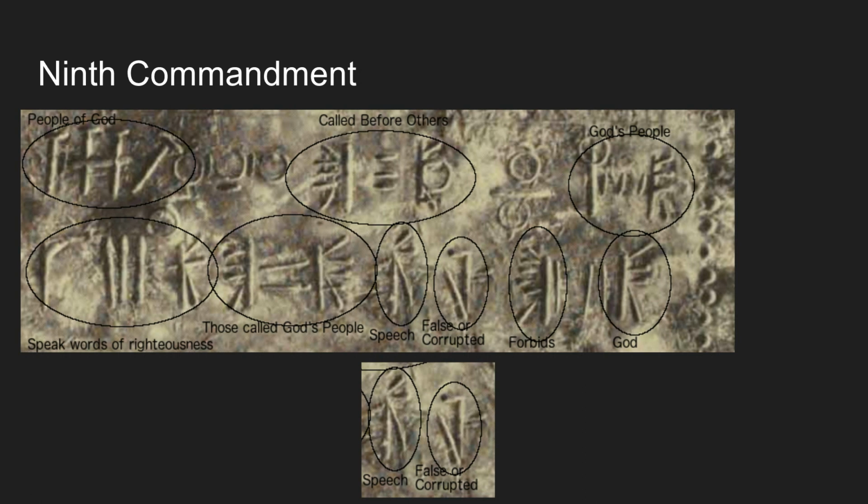Now we get to the 9th commandment. I want to point out that when it comes to the 10 commandments, the first 5 commandments are very long. They're lengthy, and on this plate, they completely take up the 2 lines that they're allotted. However, you get to the second 5 commandments, 6 through 10, they're very short. And so they tended to use a lot of space takers as they were writing down these commandments. And so what I really want you to focus on is where I have speech and false or corrupted.